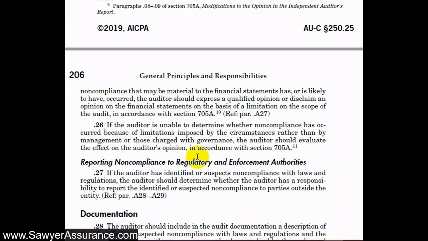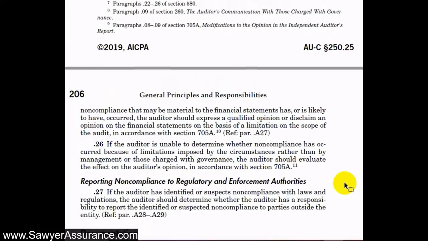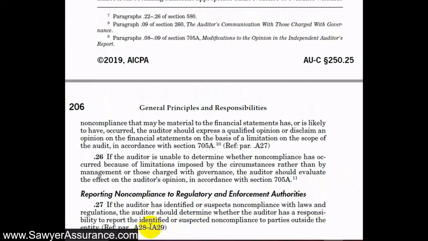So finally, reporting noncompliance to regulatory and enforcement authorities. So if we've identified or suspect noncompliance with laws and regulations, then we need to determine whether we have a responsibility to report the identified or suspected noncompliance to parties outside of the entity. So for instance, if we're performing a governmental audit, we might have a requirement to report noncompliance with laws or regulations. So we've got some explanatory material here.